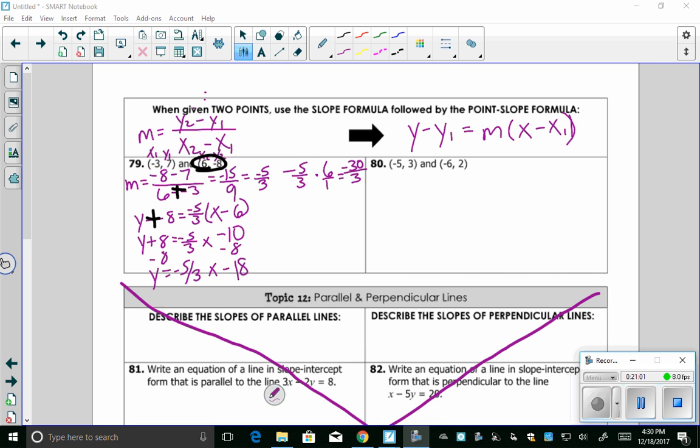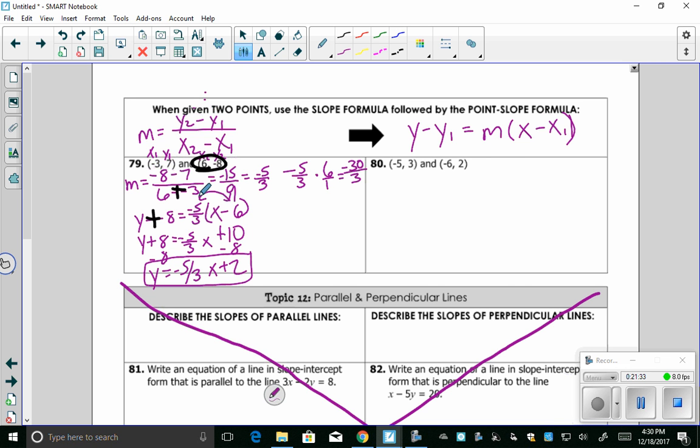I found my mistake. When I distributed the negative 5/3 to the negative 6, it was a negative times a negative. So this should have been a positive. Okay, that was my only mistake. That should have been positive. So plus 10 minus 8 gives me a positive 2. Okay, I just forgot to distribute a negative times a negative. So this is your final answer.